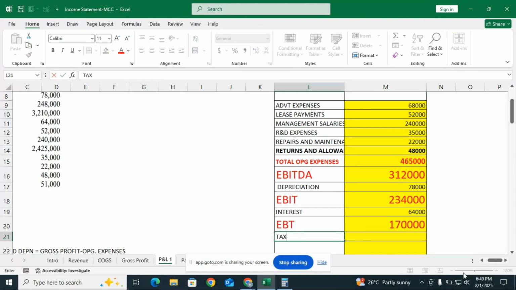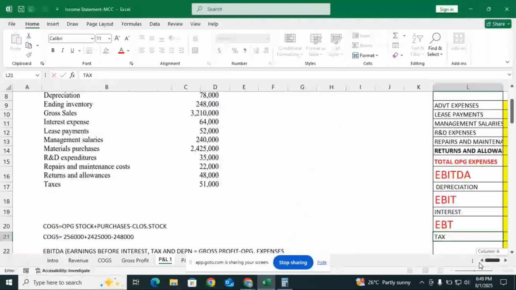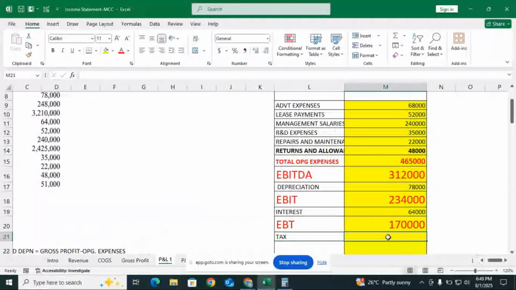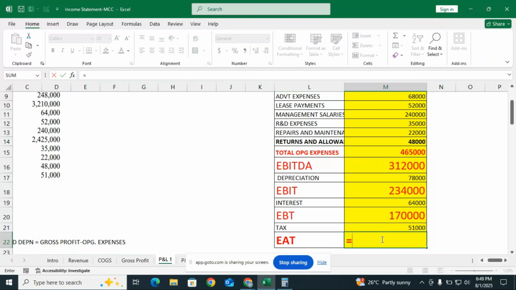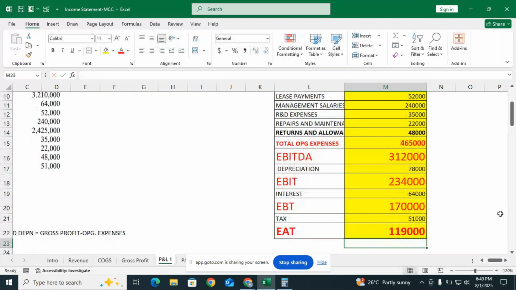So what is the tax amount? It is 51,000. EAT equals to minus. So you should be able to get 1,19,000 as your earnings after tax. So complete this calculation now.